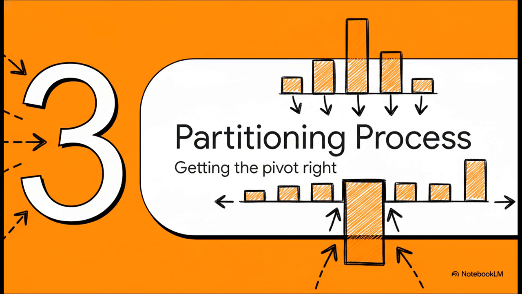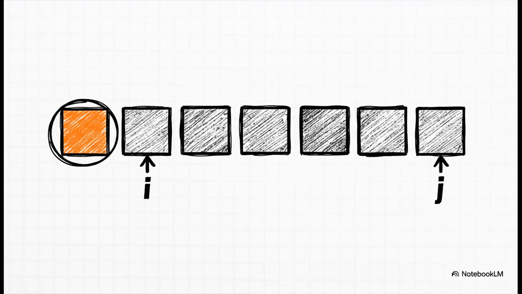All right, so theory is one thing, but let's get into the nitty-gritty. This is the partitioning process. This is how we actually get that pivot into its correct spot. Okay, let's walk through an example to make this real. Here's our array. And like we said, our pivot is going to be the first element, so it's 4. To get this thing partitioned, we're going to use 2 pointers. Let's call them I, starting right after the pivot, and J, starting at the very end. Their job is to scan towards the middle.